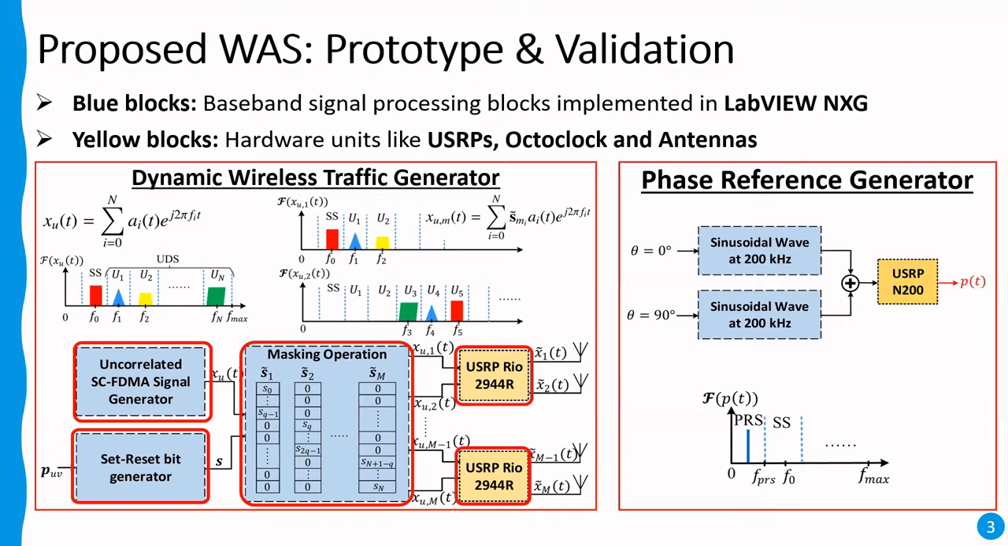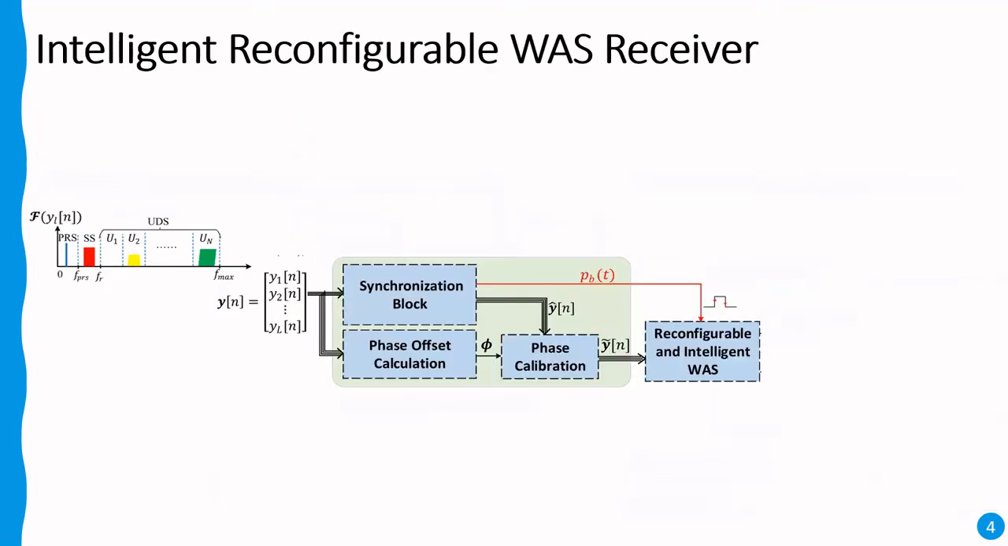This signal is then passed to USRP N200, followed by the wire transmission via SMA cable. This signal is combined with the output of the receiver antenna array, as we discussed in the previous block diagram. So this combined signal is then passed to USRP. So this YN is the output of receiver USRPs, which is having L number of antennas.